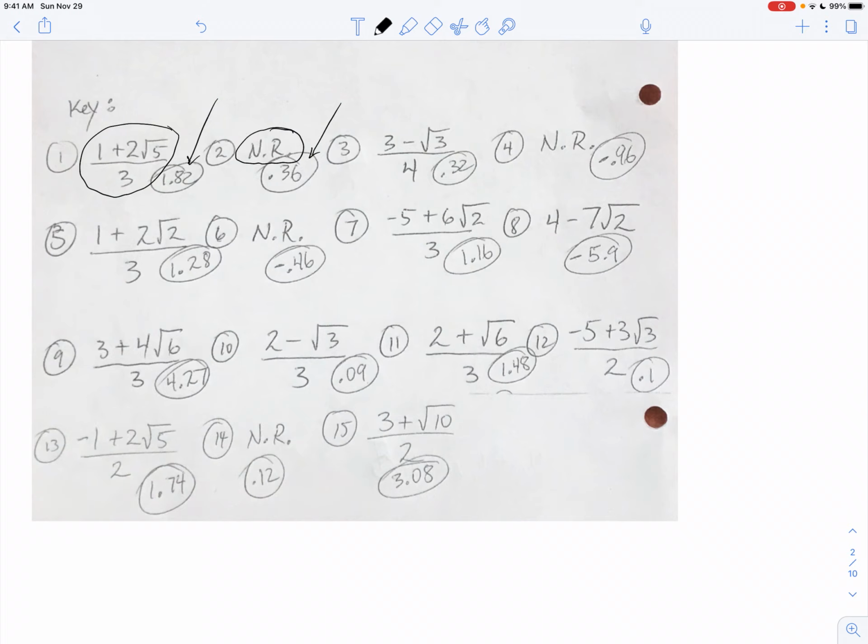Pause it, take a picture of it so you can check your answers as you go through. I'll get rid of all my little scribbles here so it's not in your way. But let's start to play.